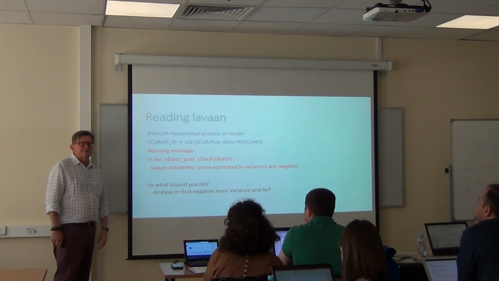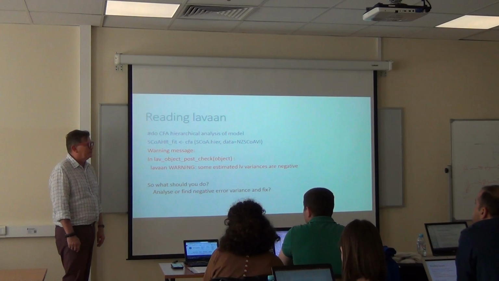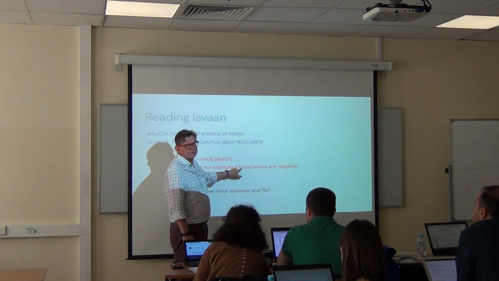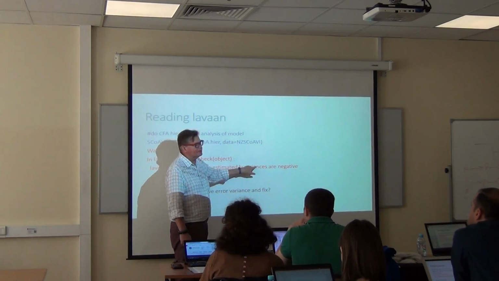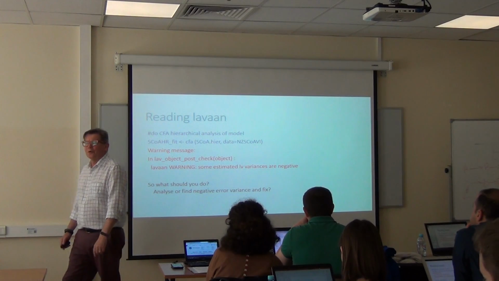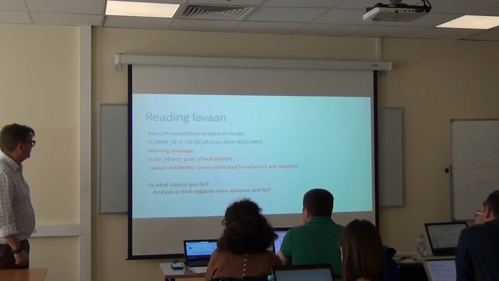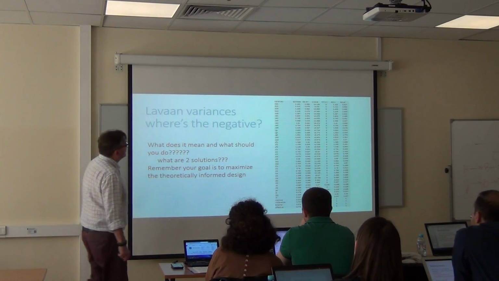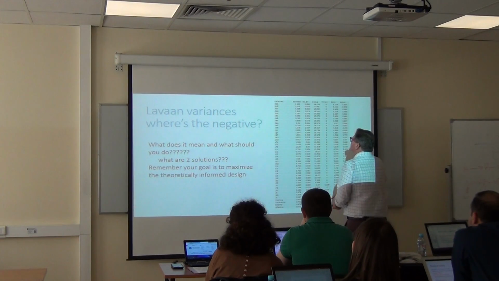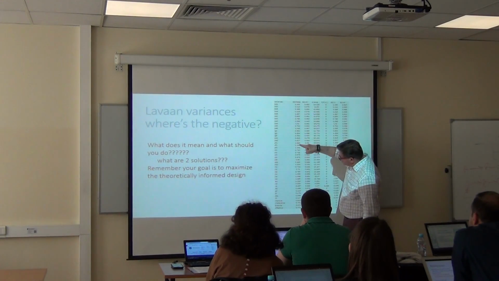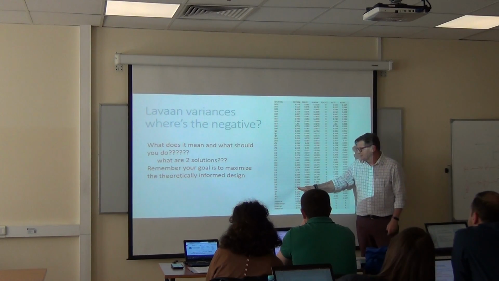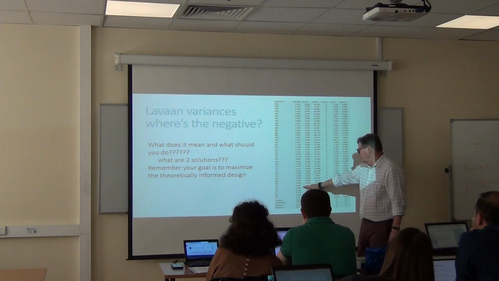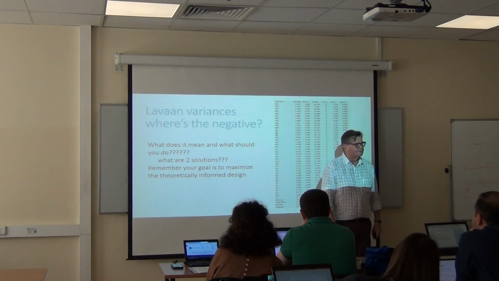Warning message I got. Oh dear, what can the matter be? lavaan warning: some estimated latent variable (LV) variances are negative. Oh no! Negative error variance, I don't want that. So here are the variances, and you go, ding, there's a negative number. And that's the negative number for the scale IG.